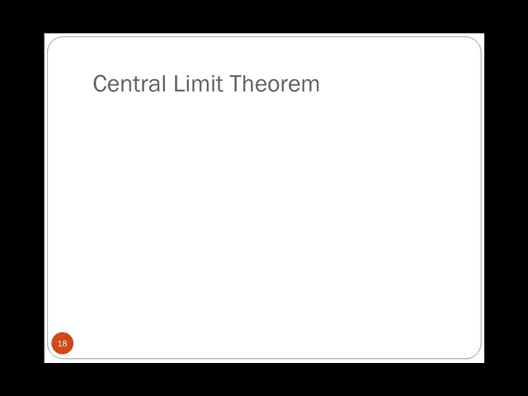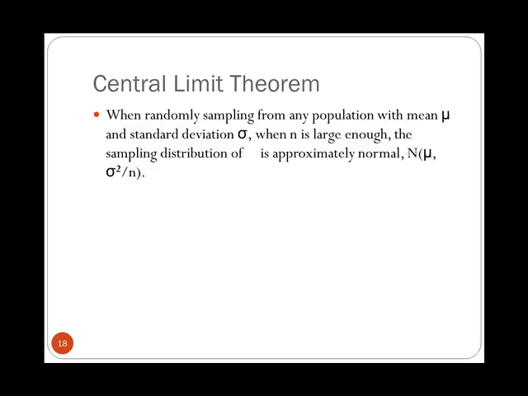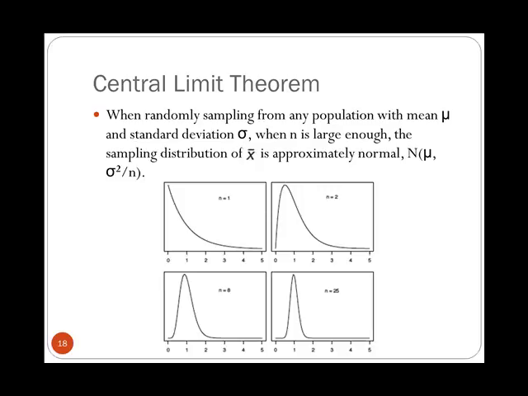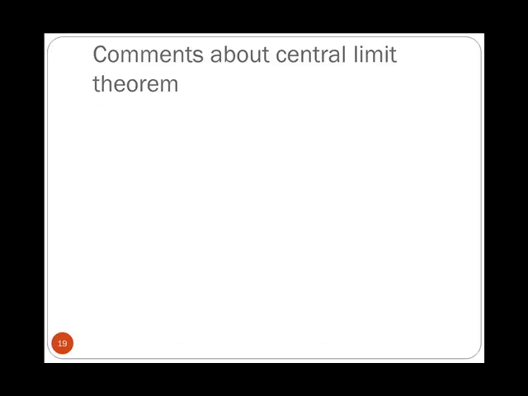The central limit theorem tells us when randomly sampling from any population with mu as the mean and sigma as the standard deviation, if n is large enough, the sampling distribution of x bar is approximately normal, and its mean will be mu and its variance will be sigma squared over n. This is true no matter what the shape of the distribution of the original data.